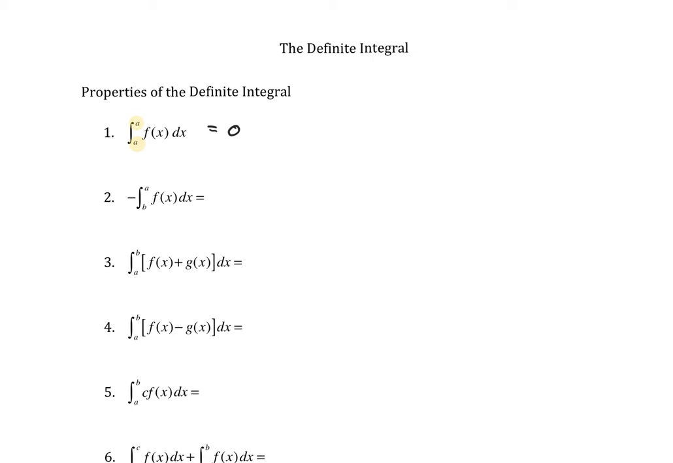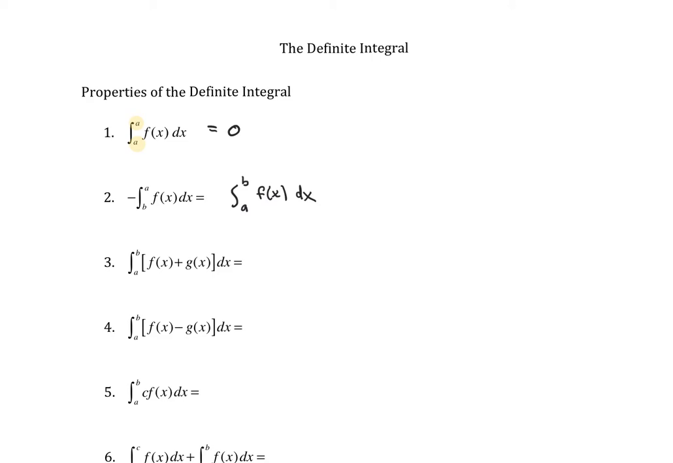Okay. The second property is one that we use a lot. This one basically says if we interchange the limits of integration, you pick up a negative. So if you look over here, the difference between the right-hand side and the left-hand side is that these two limits have been switched. And when we switch these two limits, you pick up a negative sign.